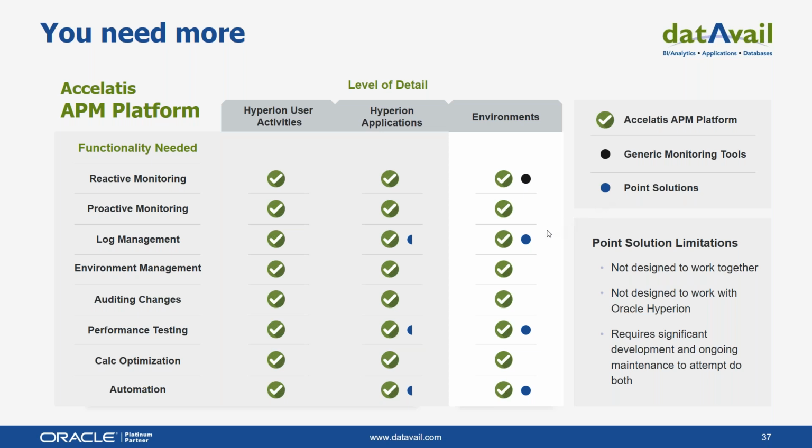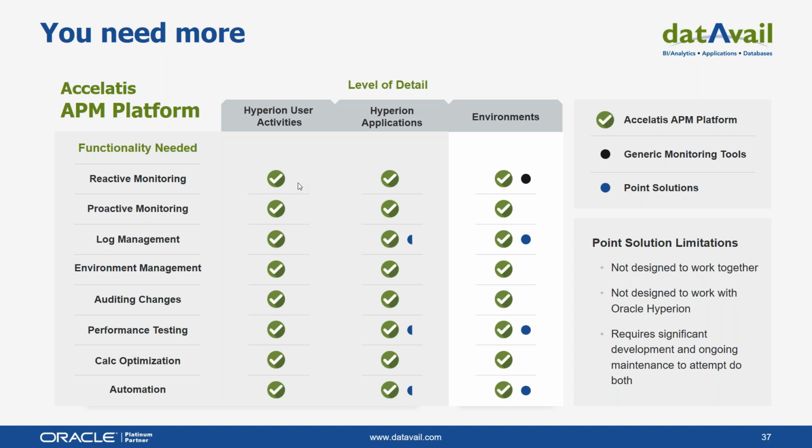When you look at the point solutions we reviewed, they're going to, for the environment, log management, performance testing, such as LoadRunner, automation capabilities, they're going to be fully functional. Then when you start to get the next level of detail into the Hyperion applications, they're not going to be as specialized to give you all the log management capabilities, not going to always work for performance testing, and the same for automation. They don't work as smoothly as they will for generic things like for the environment. And they're not going to have any capabilities, any of these tools, around the monitoring, either reactive or proactive, managing the environment, tracking changes.